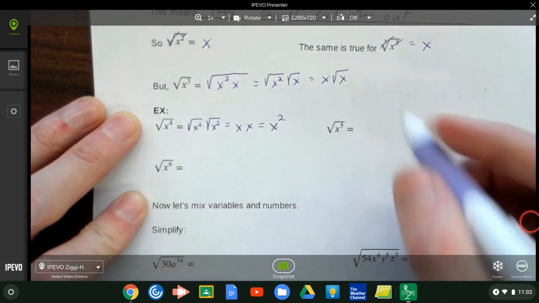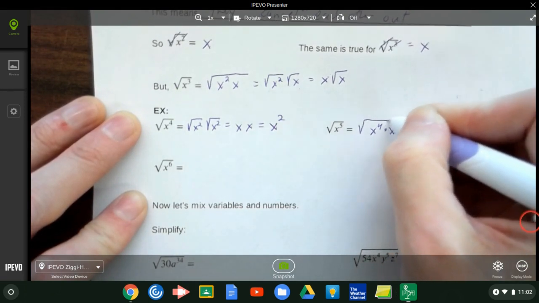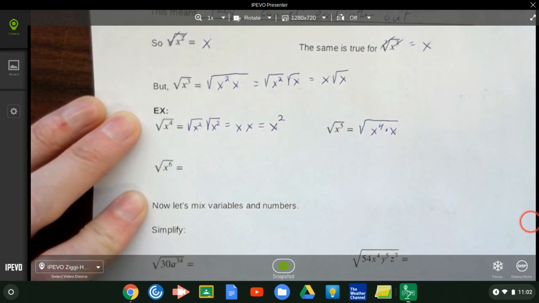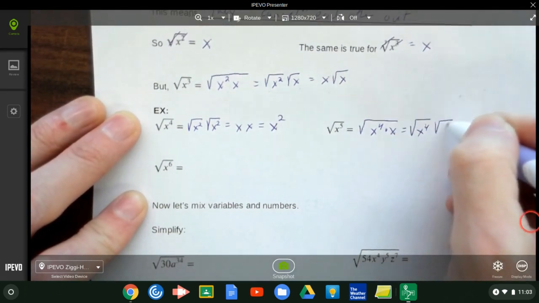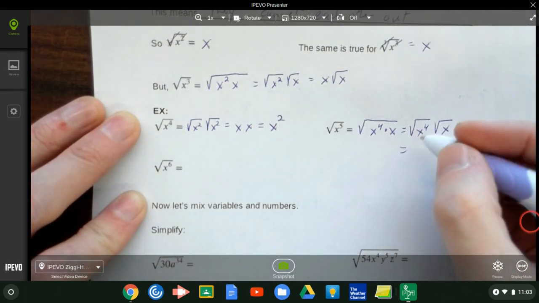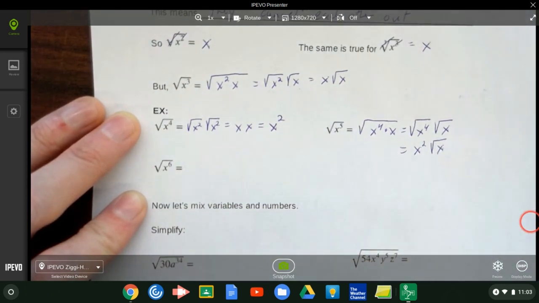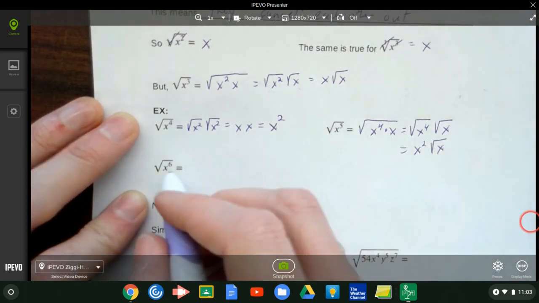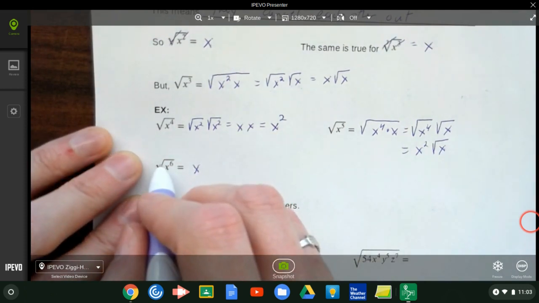Here, I got an odd exponent. So I'm going to break this down as x to the fourth and x. That'll give me x to the fifth, which now I can say that's x to the fourth and x in the square roots. Square root of x to the fourth is x squared, and I'm left with the square root of x. Okay?